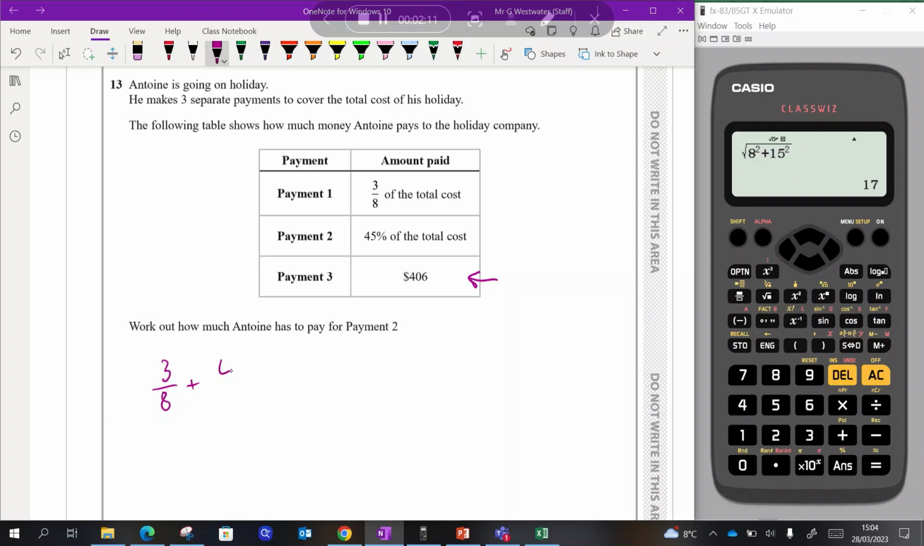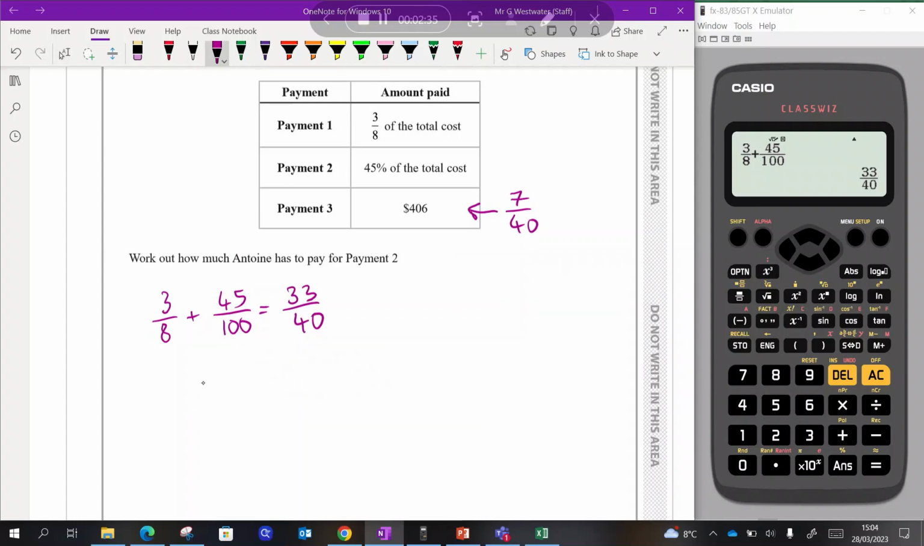So if I have 3/8, add 45%, so that's 45 out of 100. Let's work out what that is. So 3 over 8, add 45 over 100 is 33 over 40. Meaning that this must be 7 over 40. Okay, so let's say the total is x, so x times 7 over 40 must equal $406.